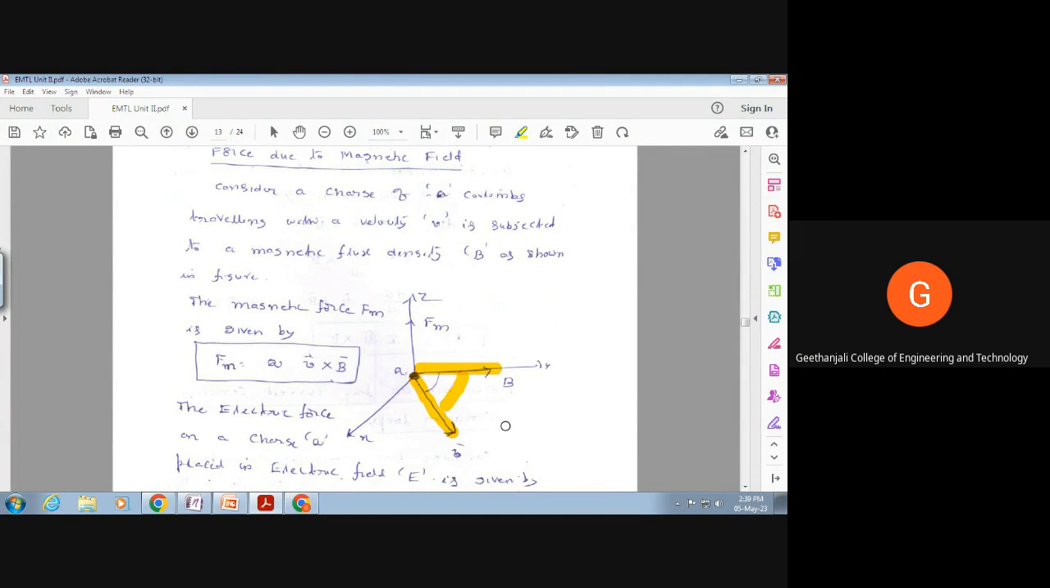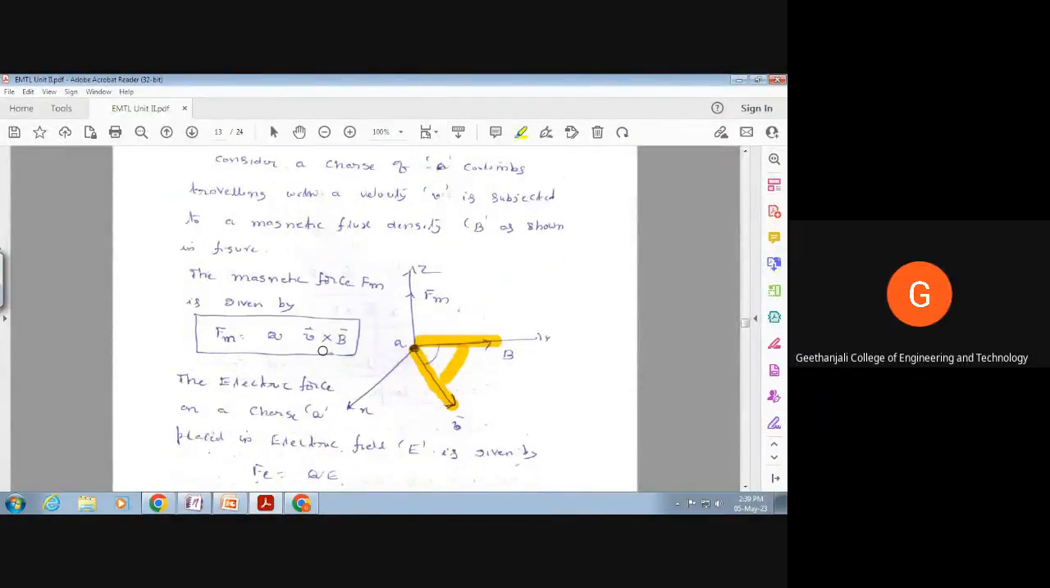The magnetic force Fm is equal to qv cross B. So the magnitude of the magnetic force is equal to q into v into B sine theta. What is theta? Theta is the angle between v and B. What is the direction of the magnetic force? Perpendicular to the plane containing V and B. So if you want to find out the exact direction, turn the screw from V to B. If I turn the screw from V to B, it progresses along the positive Z direction. In this case, it is going to be the positive Z direction.